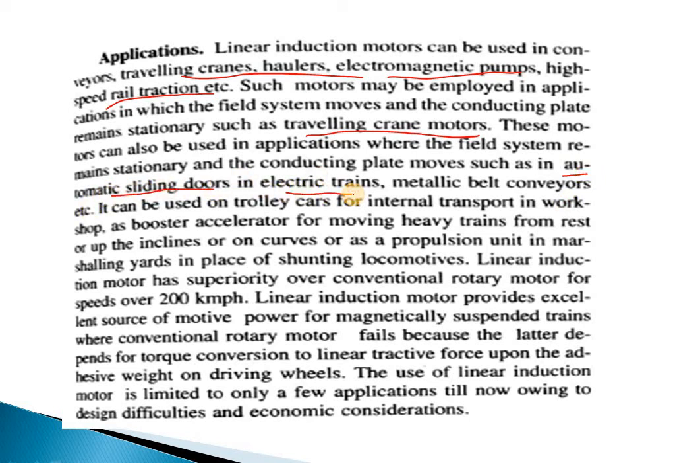in electric trains, like our metro railway, which has automatic sliding doors where, after passengers move from the platform to the train, the doors automatically slide and are closed. So there we can use linear induction motors. Also for metallic belt conveyors. It is also used in trolley cars for internal transport in workshops, as booster accelerator for moving heavy trains up the inclination, or on cars or propulsion units, and in marshalling yards in case of shunting locomotives.